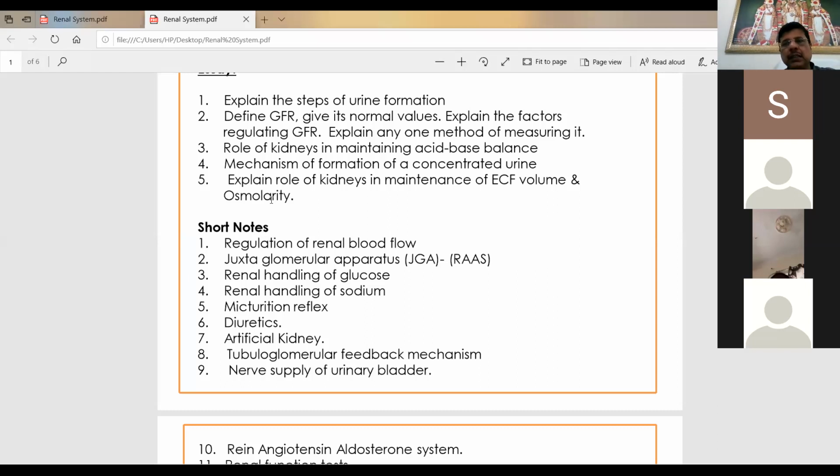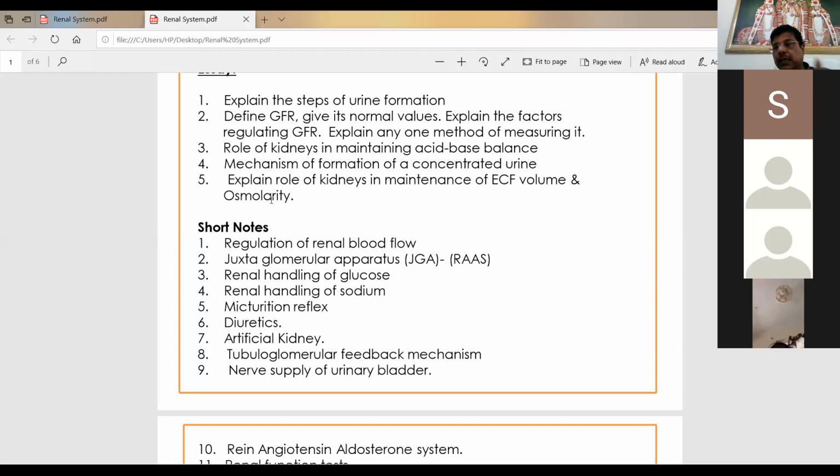Sirisha, think. I'm not asking acid-base balance. I'm asking osmolarity. Anybody? How is the ECF osmolarity maintained? Maintaining sodium concentration? Sodium concentration.